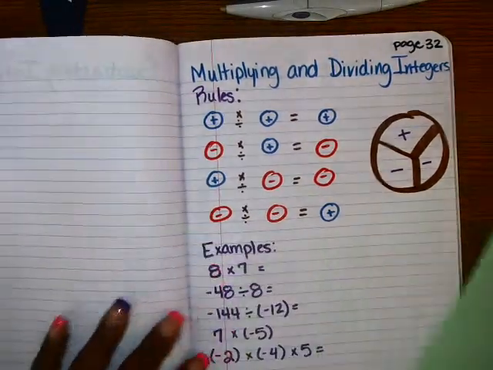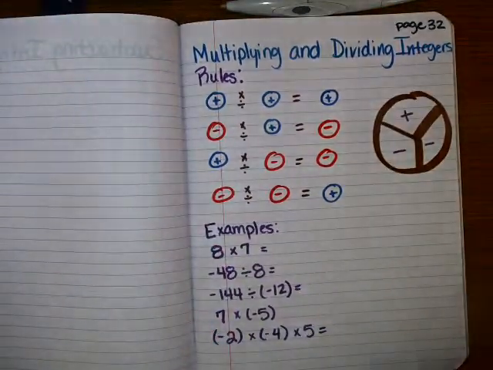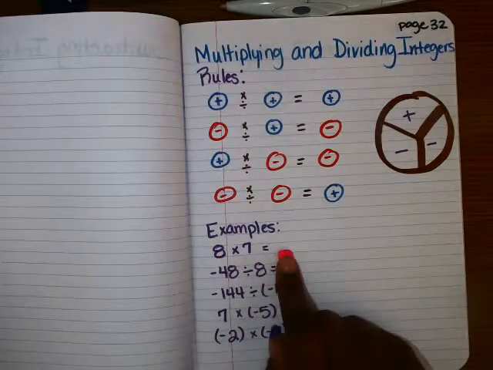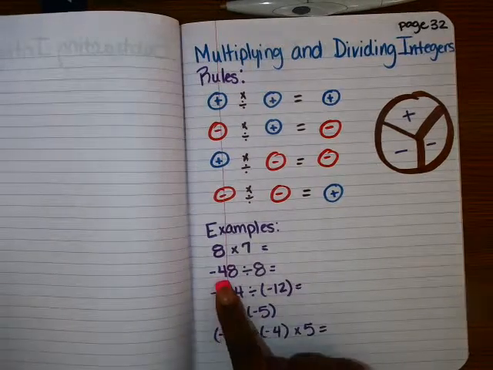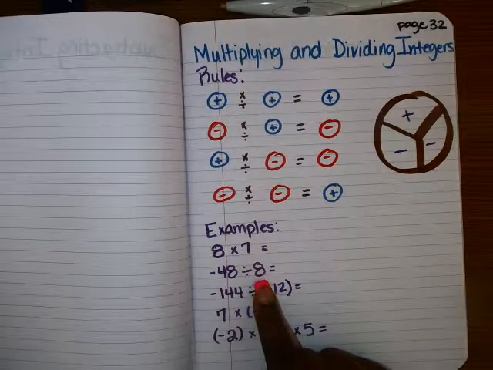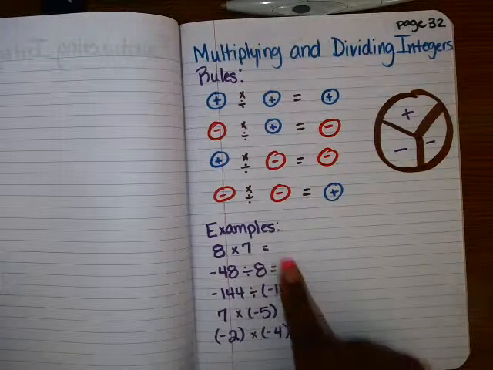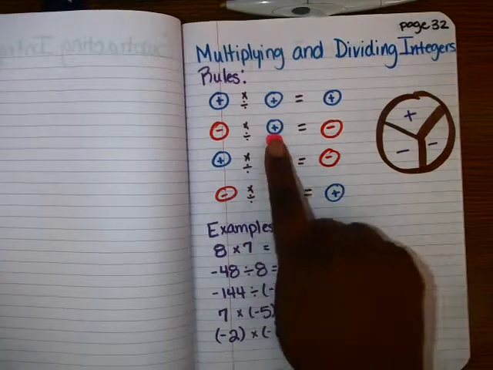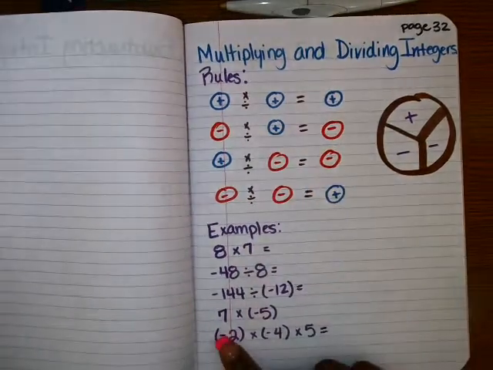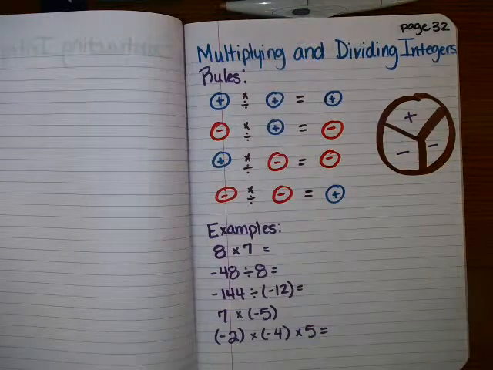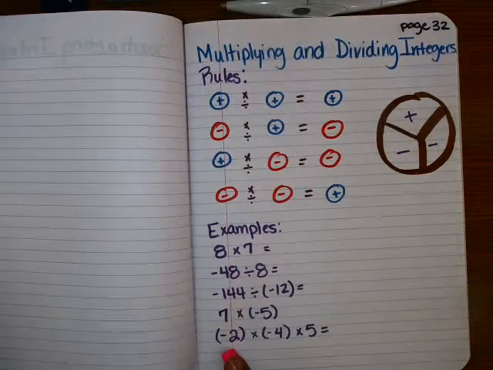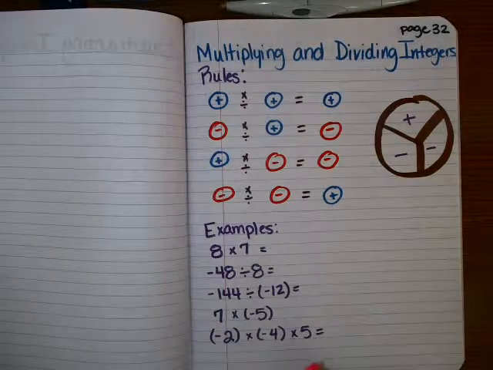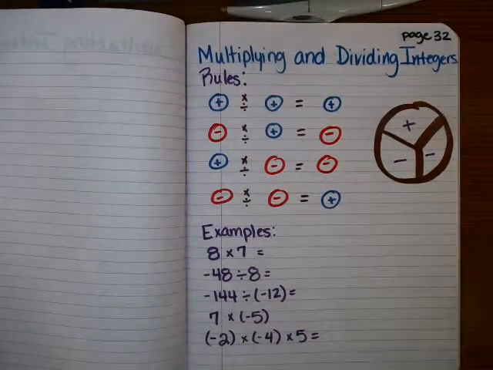So down here below, I've given you some examples. 8 times 7, this is a positive and a positive, so the answer would be positive. This is a negative divided by a positive, so the answer is going to be negative because our rule tells us a negative divided by a positive is a negative. So if you follow these rules, they will be very simple. With these rules here, if you have a negative times a negative, figure out what that would be, and then times by a positive, and that'll give you your sign.